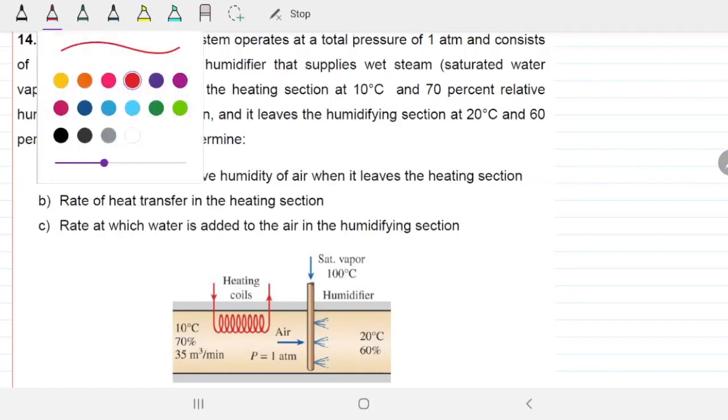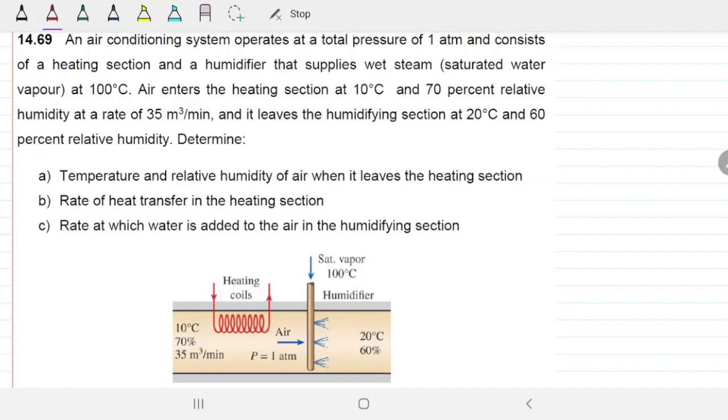Draw. So we have a set of properties as it's coming in, and it's coming in at 35 cubic meters per minute. And we have a set of properties at which it's leaving. So I'm going to call this guy state 1, and I'm going to call this guy state 3. And it's asking us, what is the relative humidity and the temperature after it leaves the heating section? So after it leaves the heating coils, it wants to know this guy here. So this is going to be our state 2.